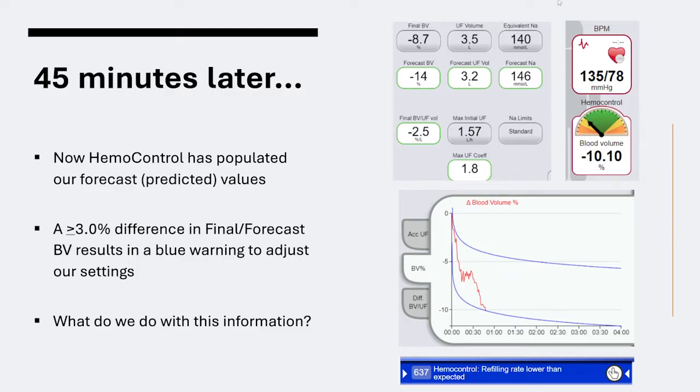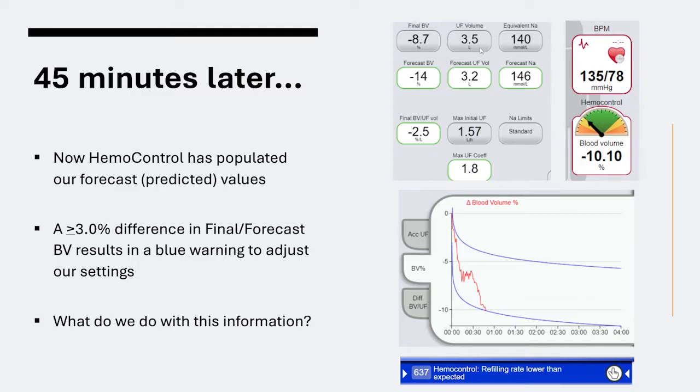on the screen here. So at the initiation of treatment, we've essentially told the machine to expect that by the end of the run, our patient's blood volume should be about minus 8.7. So based on what the machine has seen over the first 45 minutes, it's saying, actually, I predict that they'll end up at a minus 14. So quite a discrepancy between these two values. So we're going to use that information to potentially make an adjustment.